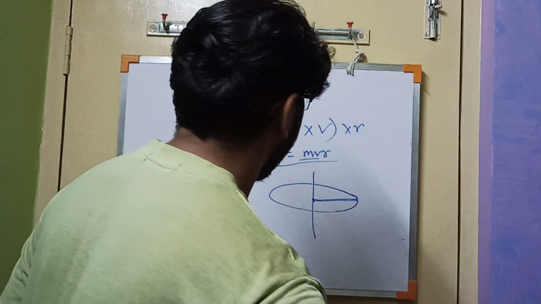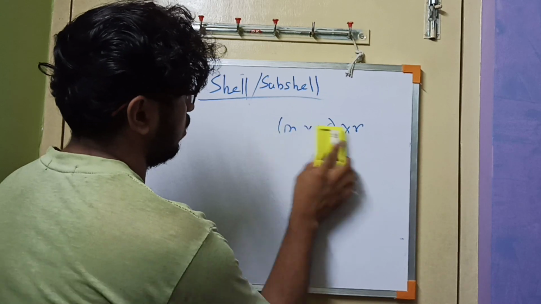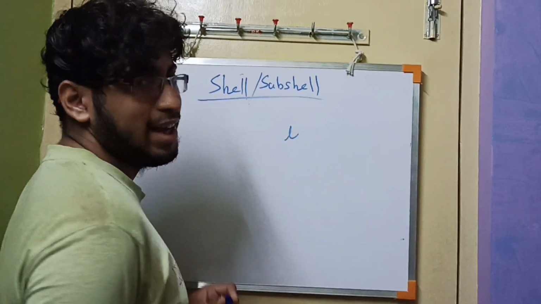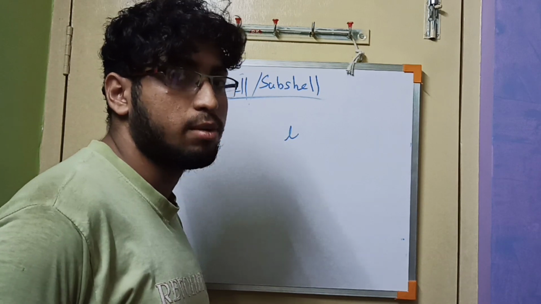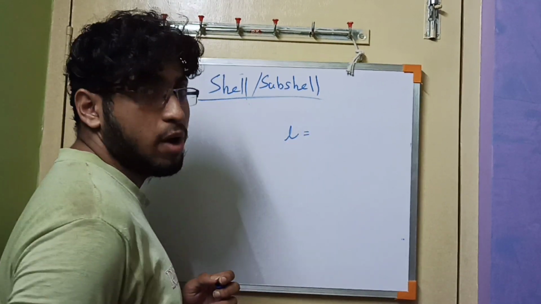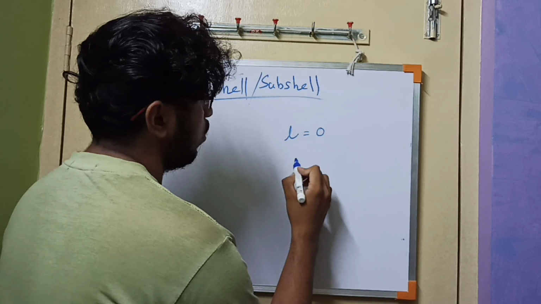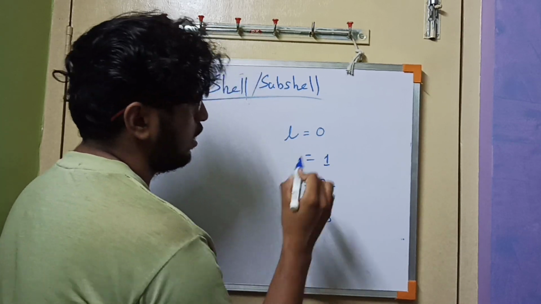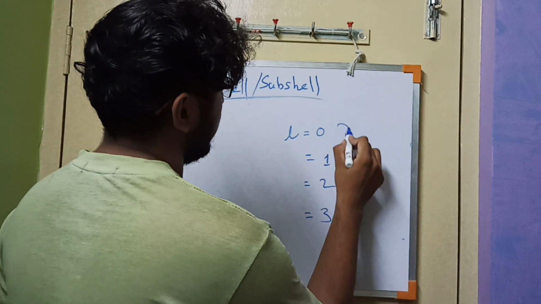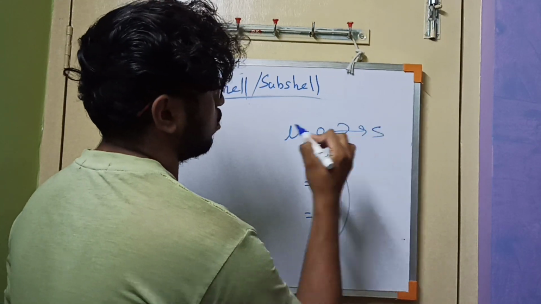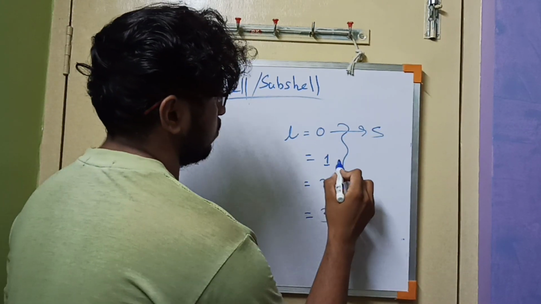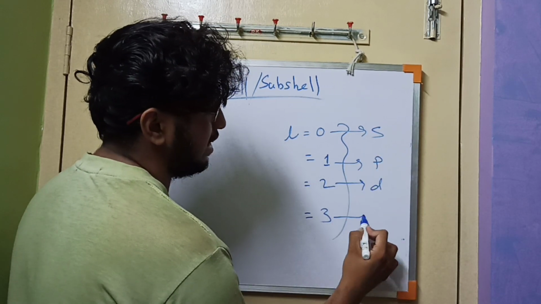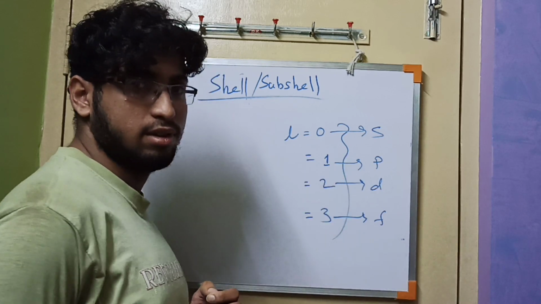Now we define small l as the angular momentum quantum number. There are 4 values for l: 0, 1, 2 and 3. These are constant. For l equal to 0, it is the s orbital or s subshell; 1 is p, 2 is d, and 3 is f.